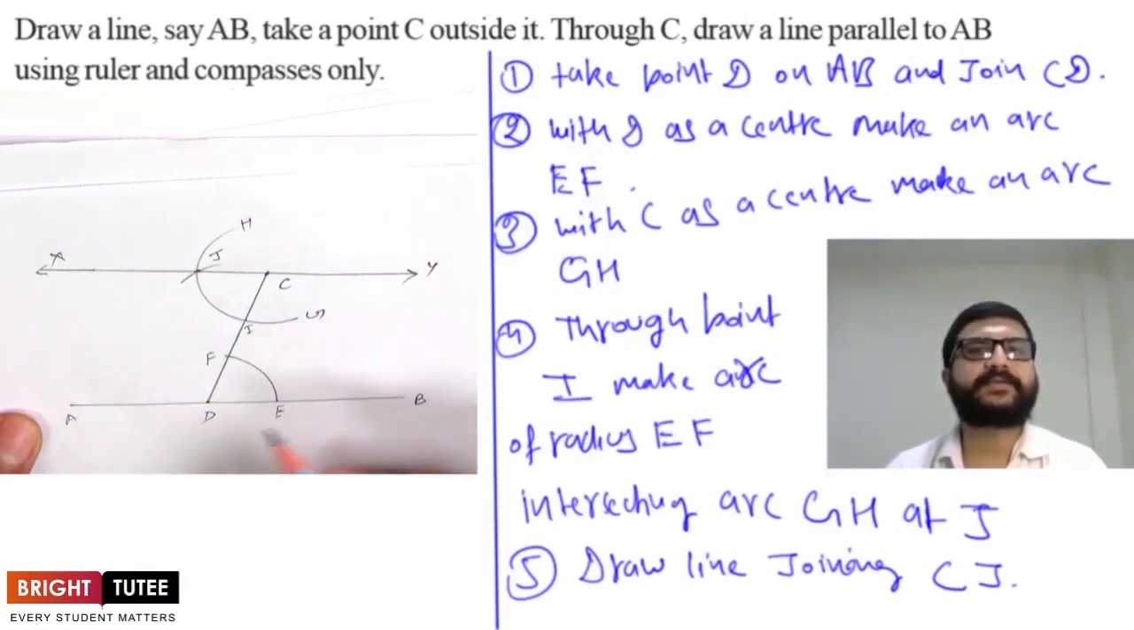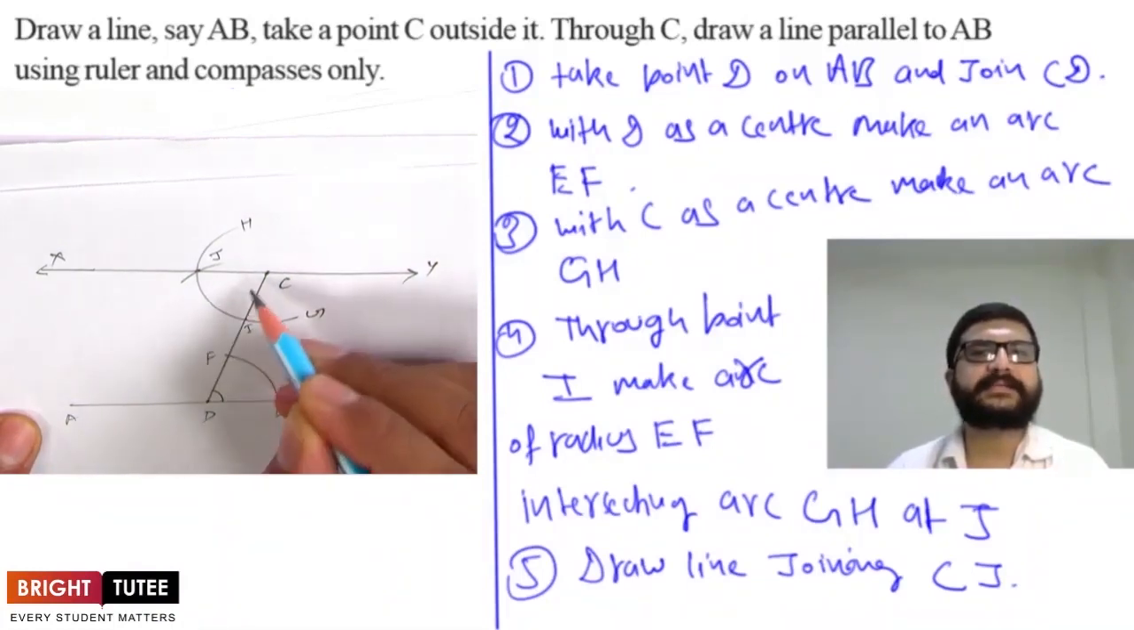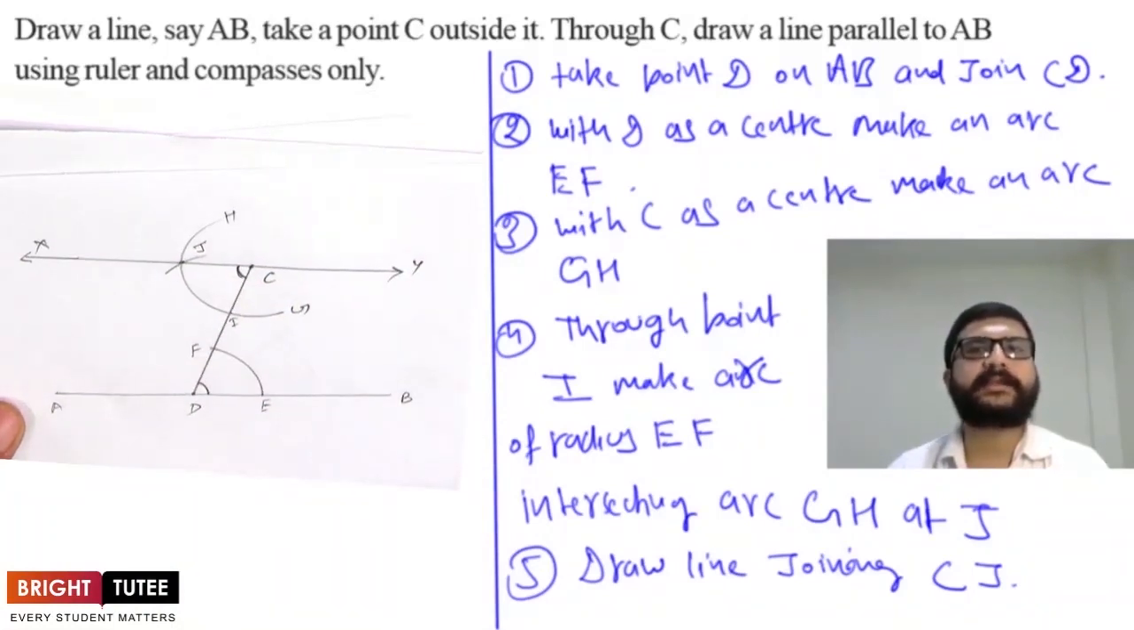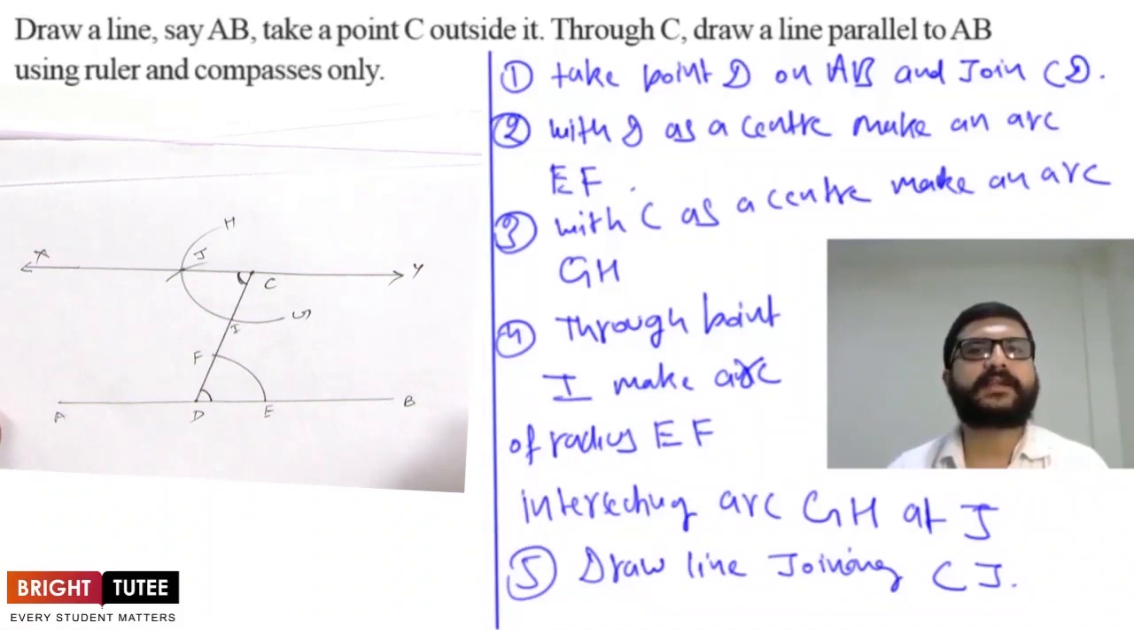Why are they parallel? Because here we are having these two angles equal, this one and this one. These two angles are equal and they are alternate interior angles. And we know if alternate interior angles are equal, then the lines are parallel. So now we have drawn a line which is parallel to the given line AB and passing through the point C, and that is line XY. This is how we can draw a line which is parallel to any given line and passing through a given point which is not lying on that line. Now let's move to the next question.